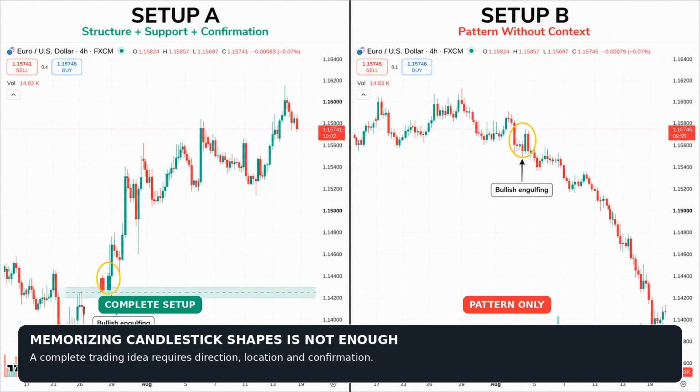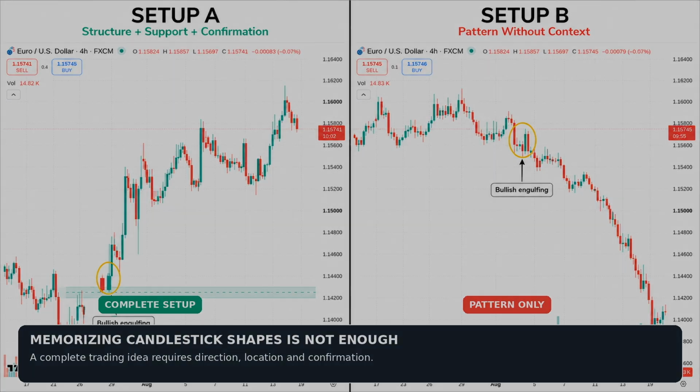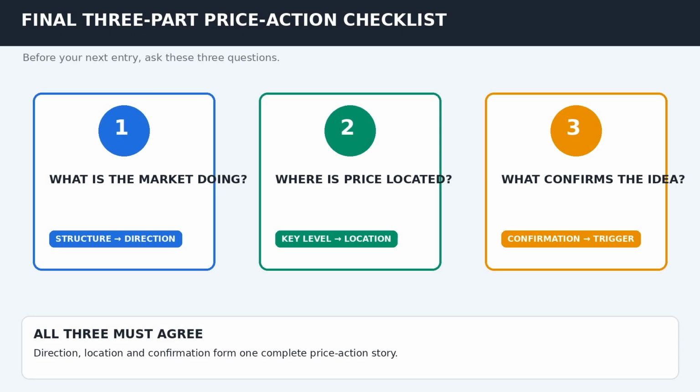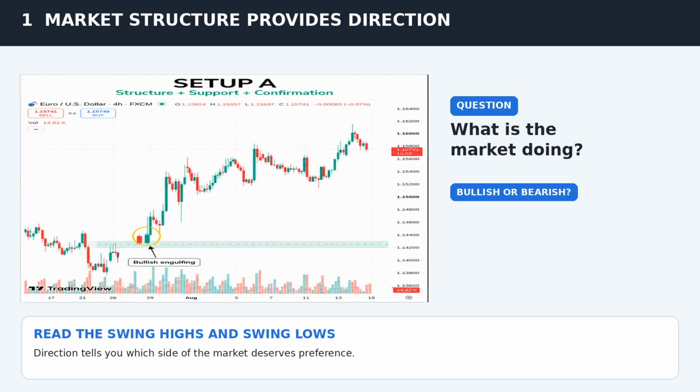Before your next price action entry, ask 3 questions. What is the market doing? Where is price located? And what has price done to confirm the idea?